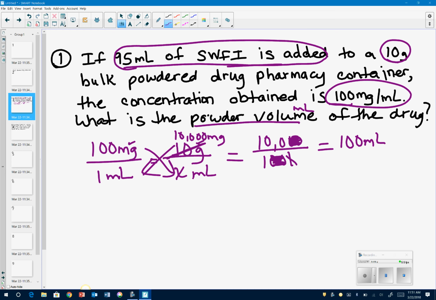It tells us up here we are to add 95 milliliters. So this is your final volume, and we know that our water is 95, so we need to know the powder volume. We're just going to subtract it. So our powder volume will be 5 milliliters.